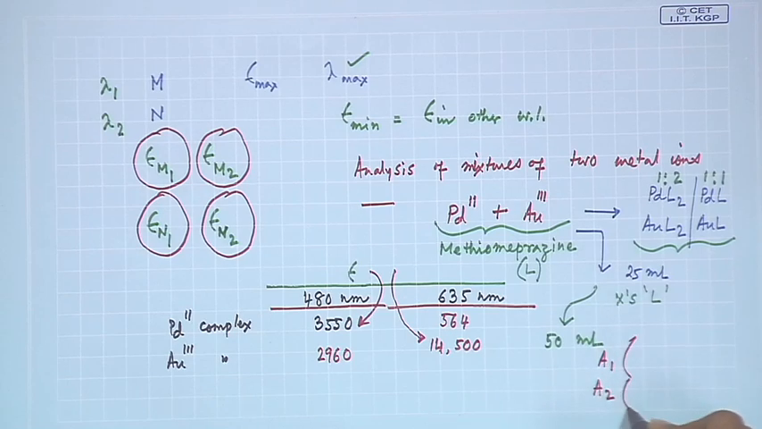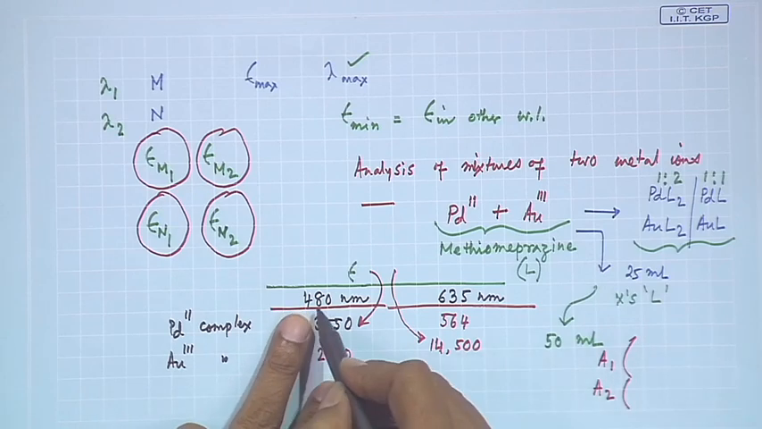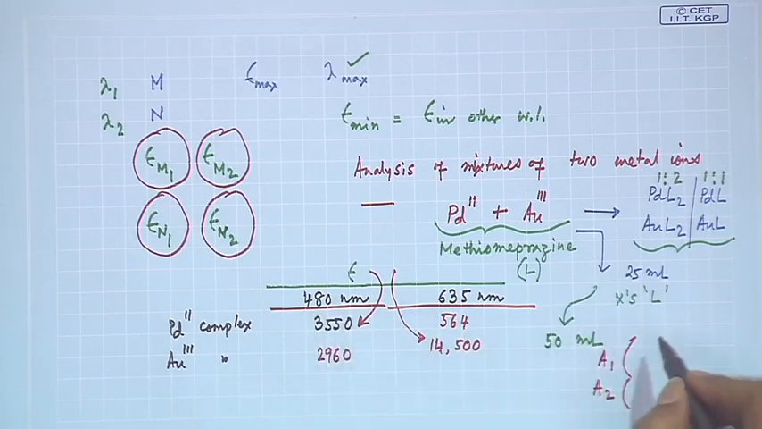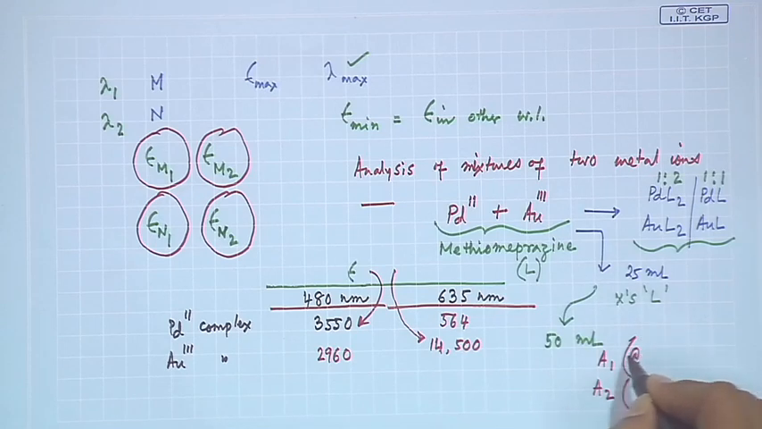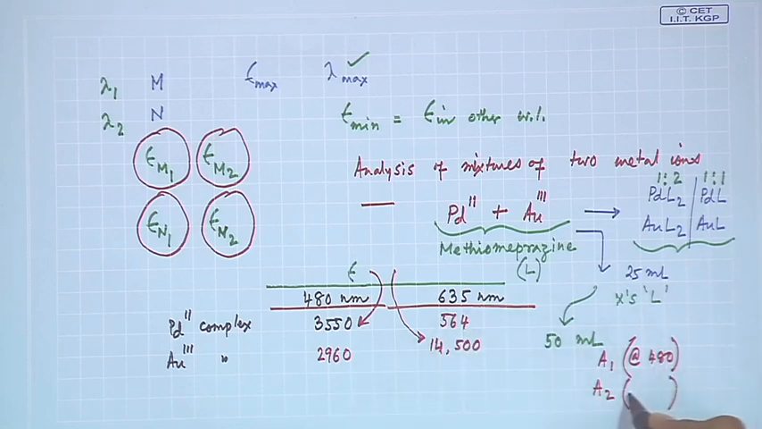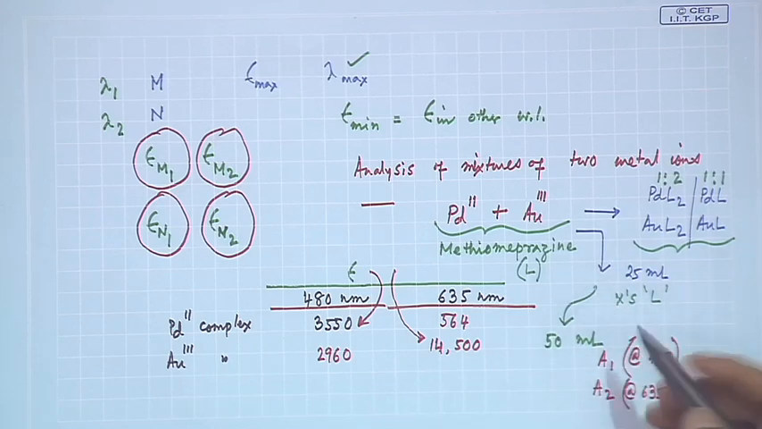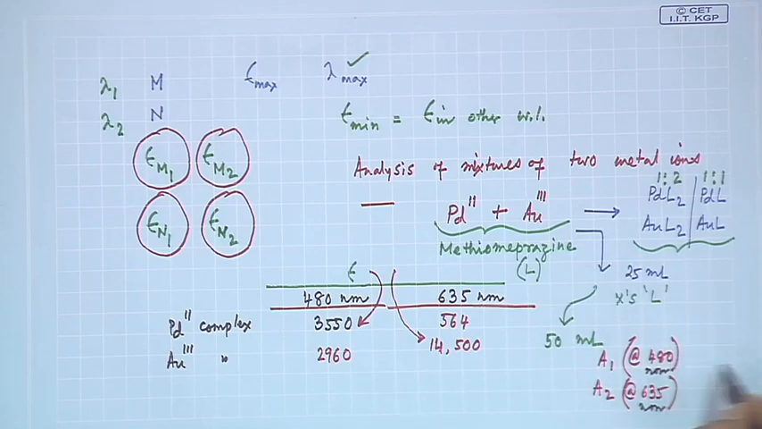So, where is A1? A1 is at 480 nanometer. So, this is the wavelength. And where we will measure A2? A2 will be at 635 nanometer. So, these will definitely be in nanometer. So, the total absorbances we have to measure, and the readings will be, say, in one case 0.533, in another case 0.590.